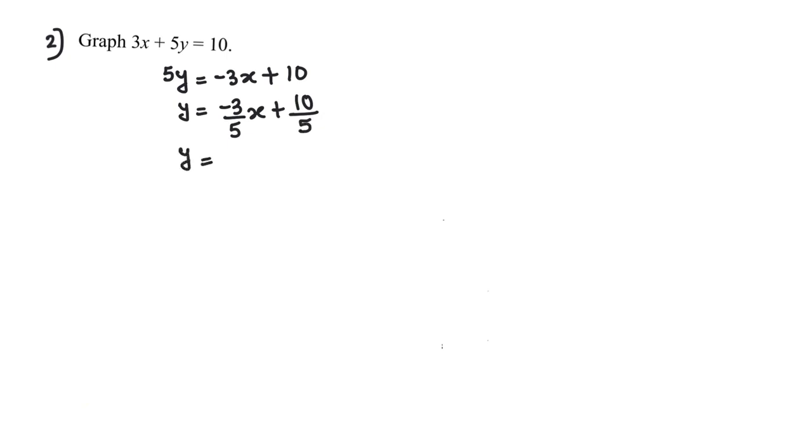Let's look at another example. We need to graph this. So first we will solve for y. So subtract 3x from both sides. Then divide by 5. So we need to divide each term on the right side by 5. So y equals -3/5 x plus 2.